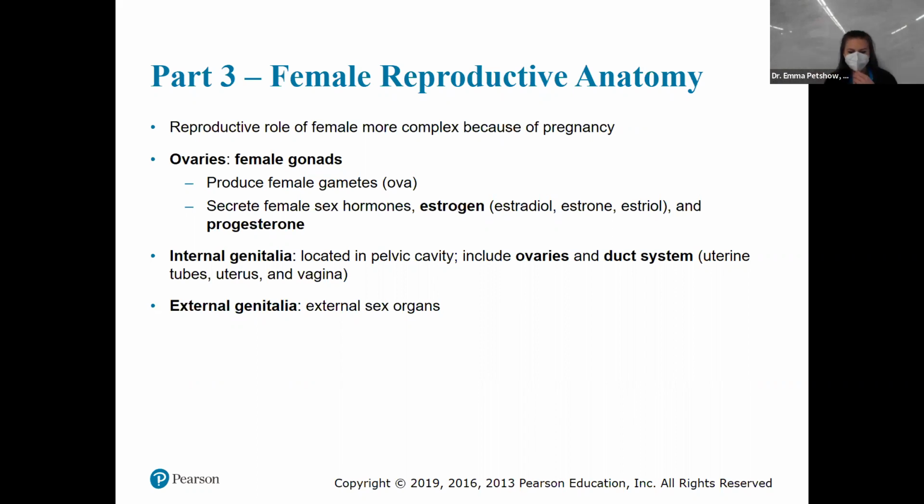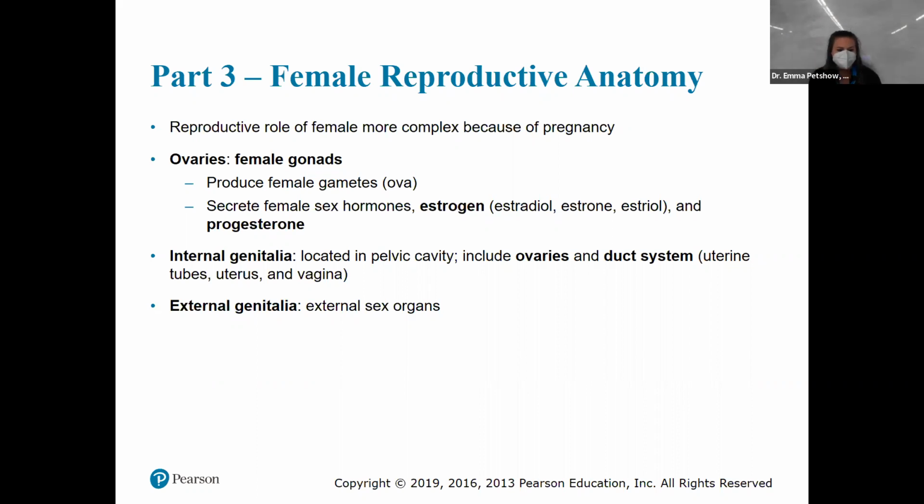We're going to move into some female reproductive anatomy and some female physiology and a little bit of female pathology. The reproductive role of the female is more complex because we do deal with pregnancy. When we're dealing with our anatomical structures, we have our ovaries, which are our female gonads. They're going to produce our female gametes or ova. They also secrete our female sex hormones like estrogen, estradiol, estrone, and estriol, as well as progesterone.